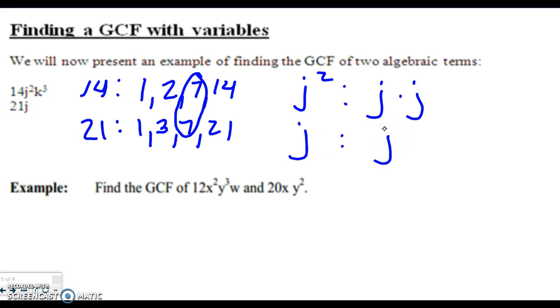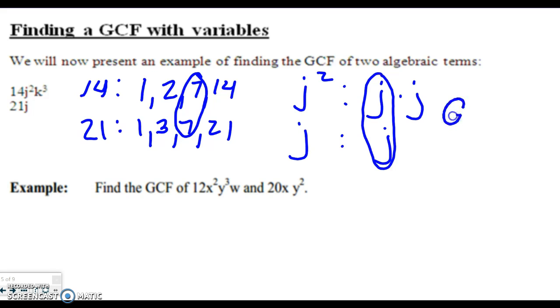There's one of them. So what you're going to look at is how many J's are common to both J squared and J, the greatest common factor. There's only one that's common to both. So in my GCF, I'm going to have just one J. Now, with K's, I have K to the third, and I don't have any K's with the 21. So it's not common to both. If it's not common to both, then it's not going to be included in my GCF.